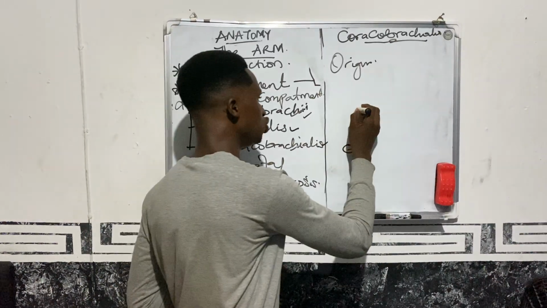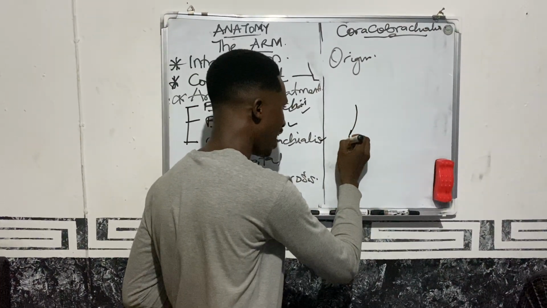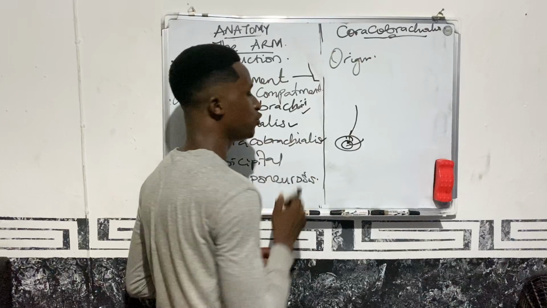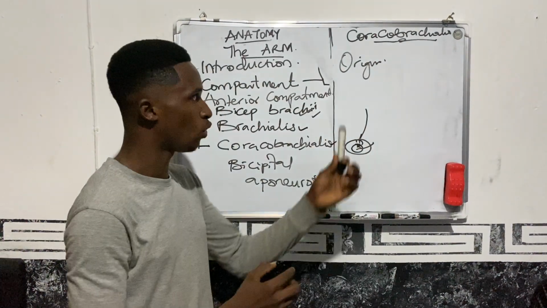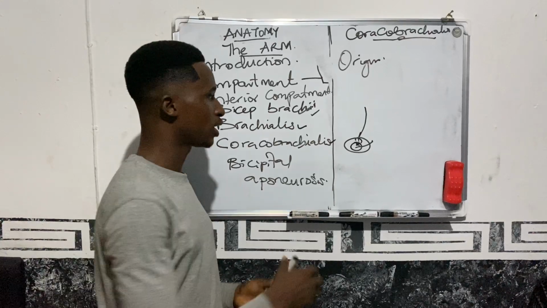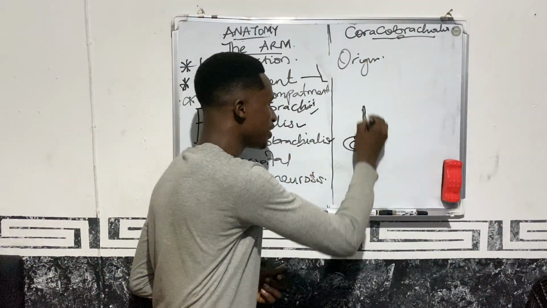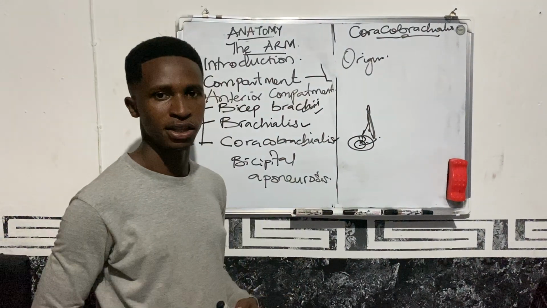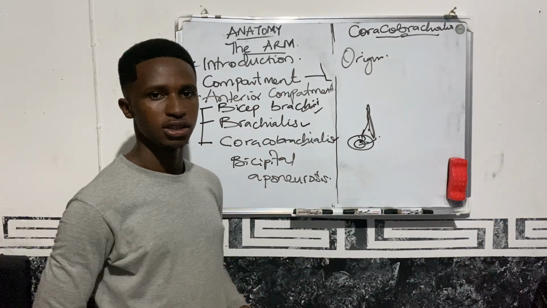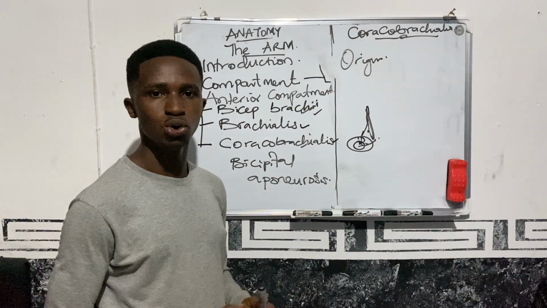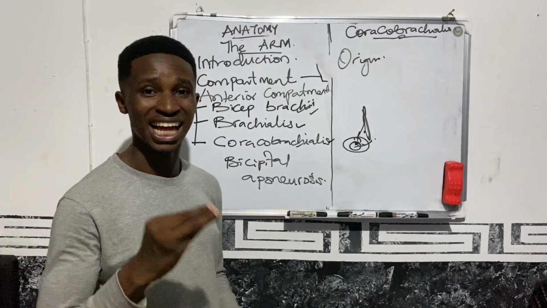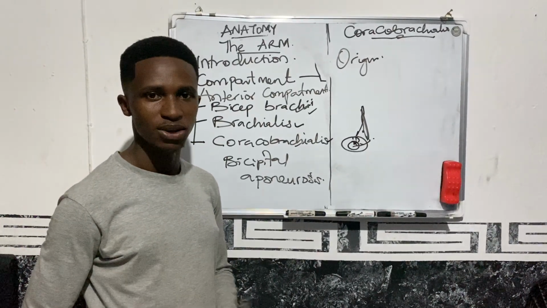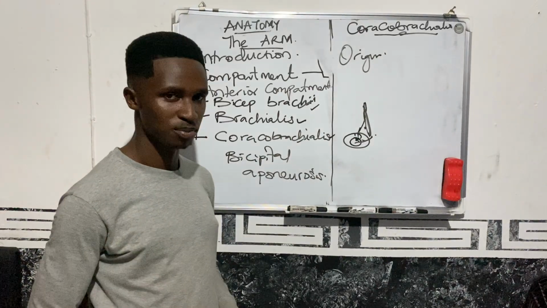You can locate the nutrient foramen of the arm, or of the humerus, using the insertion of the coracobrachialis muscle. The coracobrachialis muscle inserts very, very close to the nutrient foramen, so you can use it to locate the nutrient foramen. For these two reasons, the coracobrachialis muscle is known as the landmark in the arm. With that, let's go to the origin of this muscle.